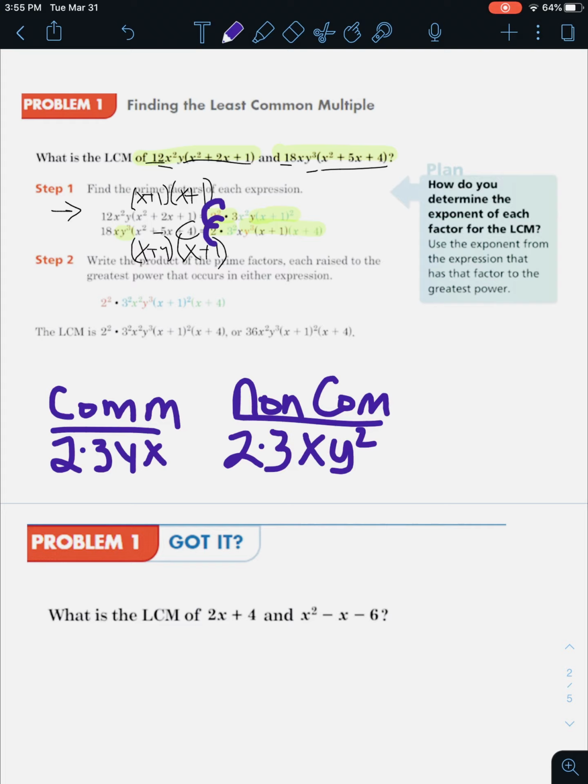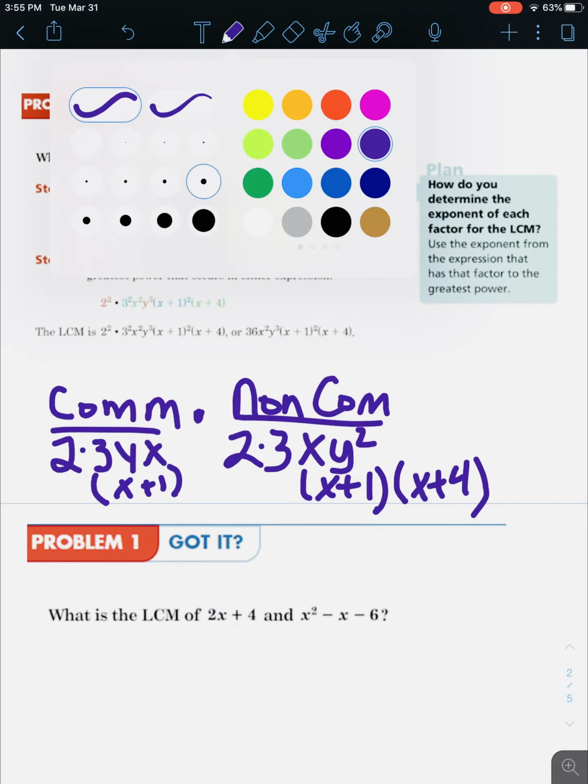Now there's a binomial term of x plus 1, and then there's another x plus 1 on the top that's not common, and there's an x plus 4 on the bottom that's not common. So if we multiplied and got the common times the non-common, this is what it would look like. But we can reduce all that. So let's go ahead and reduce that.